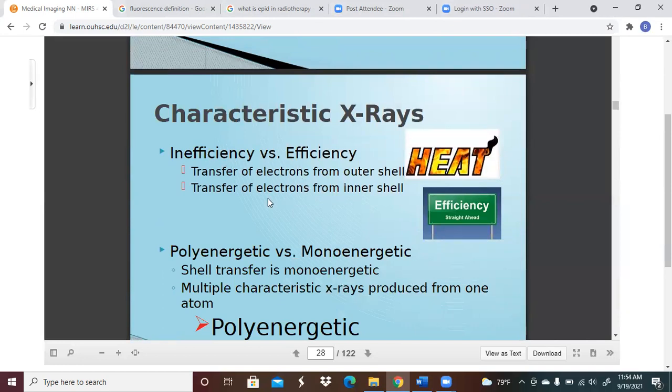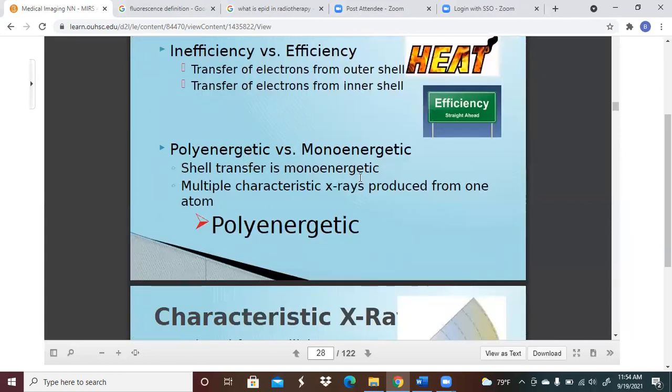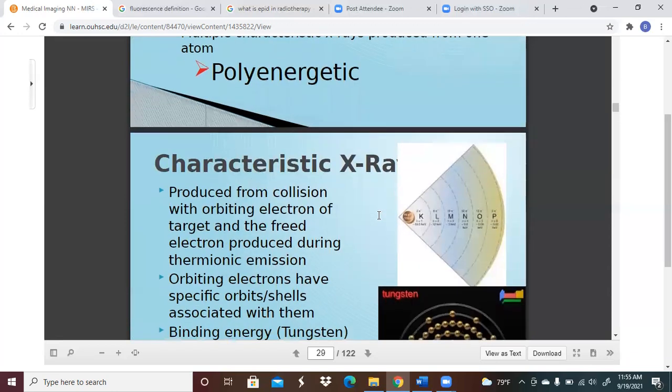So, efficiency versus efficiency, you've got the transfer of electrons from the outer shell and the transfer of electrons from the inner shell. Polyenergetic versus monoenergetic: the shell transfer is going to be monoenergetic. In other words, in order for an electron to jump from shell to shell, there is a quantized amount of energy there. It's not going to be a spectrum. Multiple characteristic X-rays produced from one atom is going to be polyenergetic, because if you have several different interactions there, you could have several different jumps from one shell to the next, and that can produce different energies, even though those energies are in fact quantized.